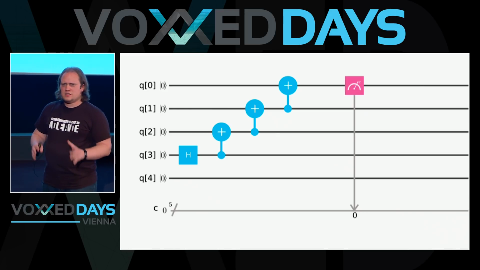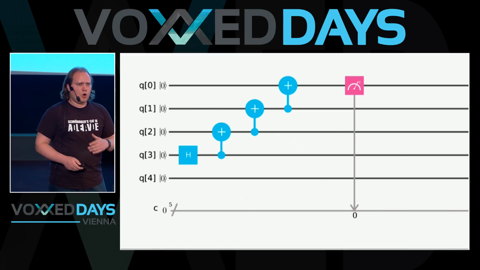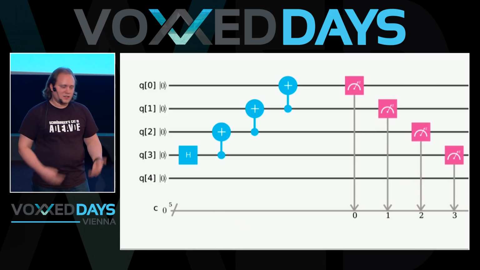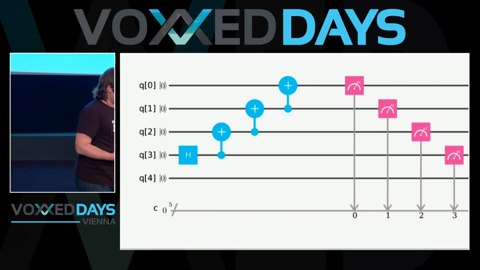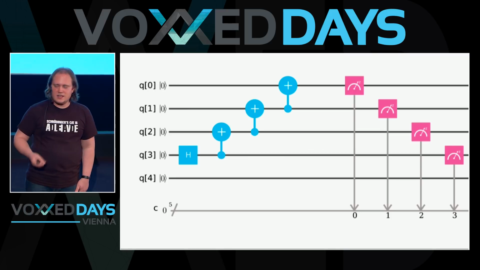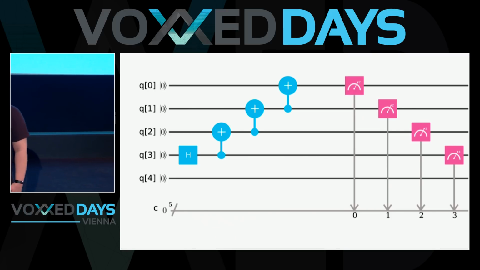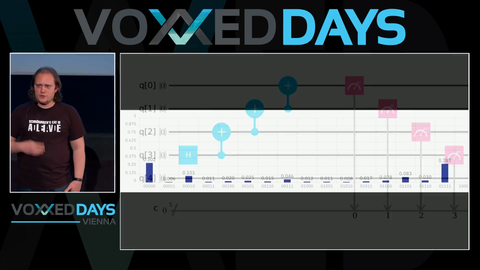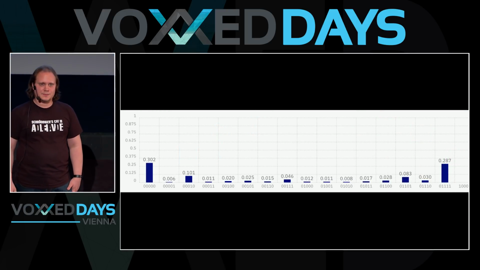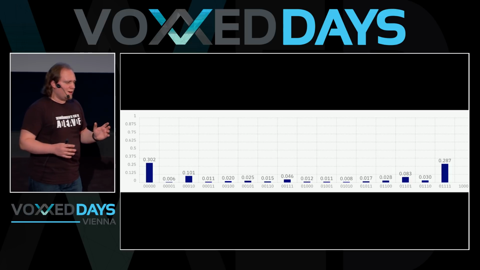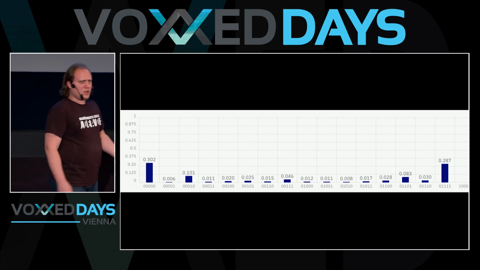Actually, let's not just measure the life of the cat, but let's measure all of those qubits there, so we can get some interesting information, more detailed information. And if we run this algorithm on the quantum computer, the result will look something like this. So what do we have here? How do you interpret this?